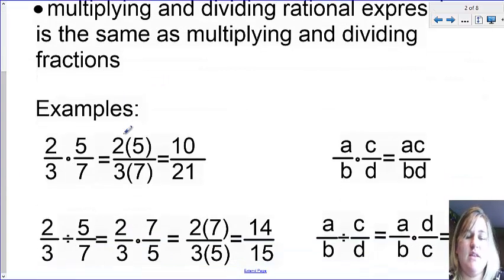Some examples that they give us are 2/3 times 5/7. They show that we multiplied straight across. 2 times 5 is 10. 3 times 7 is 21. Then they give you the variable example, A times C over B times D. When we're dividing, like I said, the first one stays the same. Change division to multiplication, take the reciprocal, and then multiply across. Same thing with this.